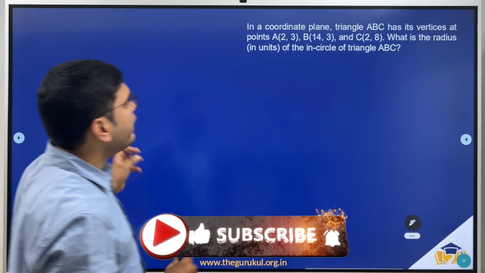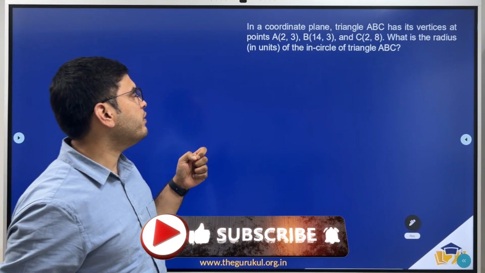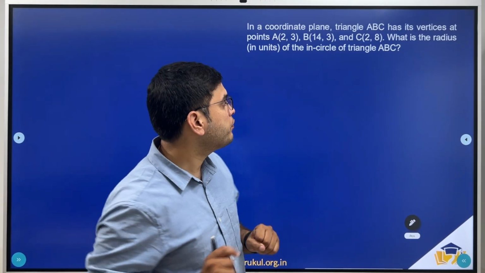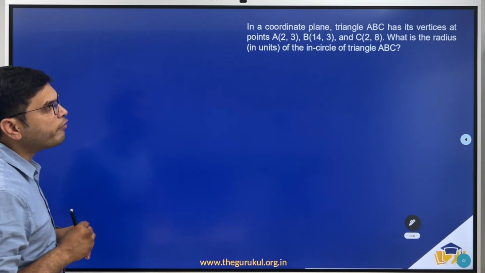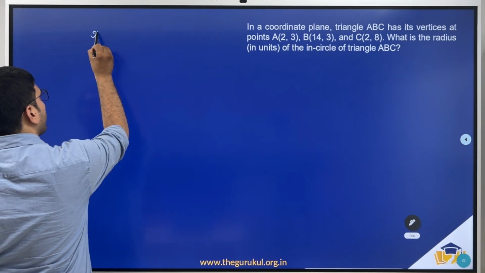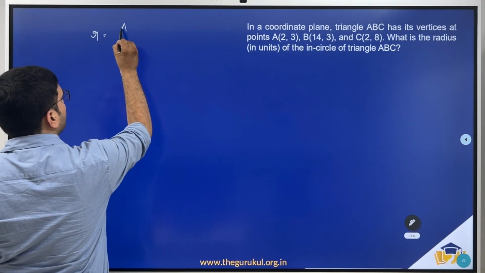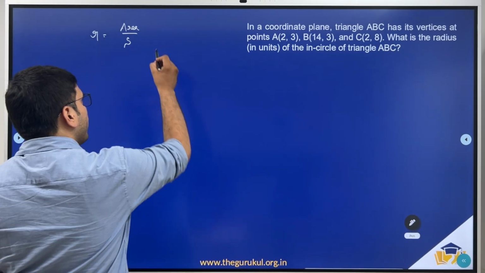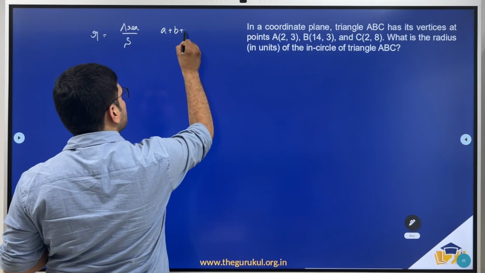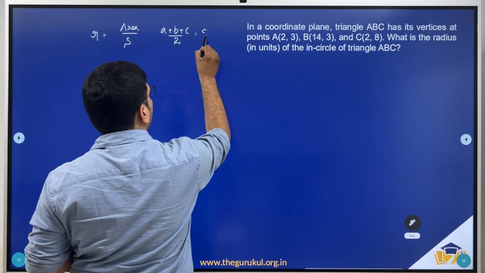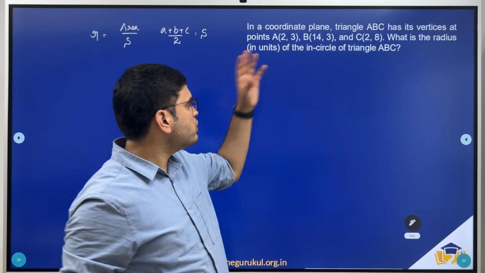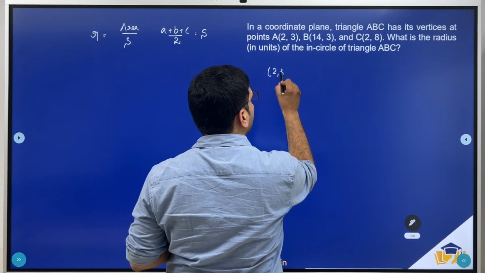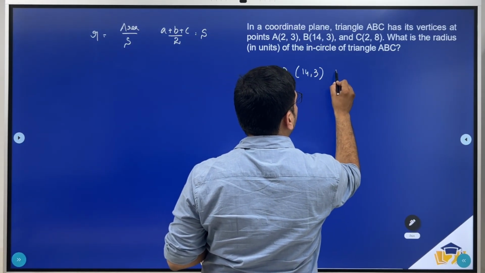Now coming to the third question, in a coordinate plane, triangle ABC has its vertices at points A (2, 3), B (14, 3), and C (2, 8). What is the radius of the incircle of triangle ABC, right? So whenever you are asked to find the inradius of a triangle, all you need to do is area by semi-perimeter. Semi-perimeter is nothing but, if a, b, c are the sides of the triangle, S is given by a plus b plus c by 2, right? So first, you need to find the length of the sides of the triangle, with vertices (2, 3), (14, 3), and (2, 8).